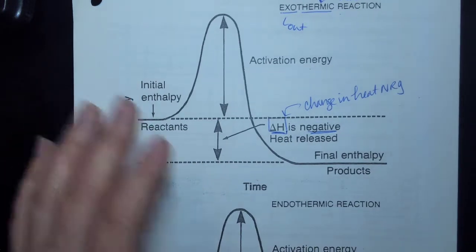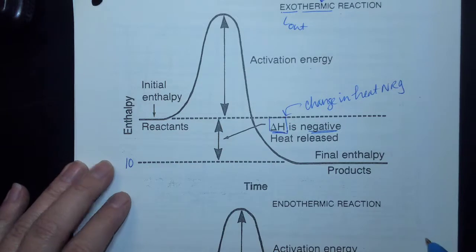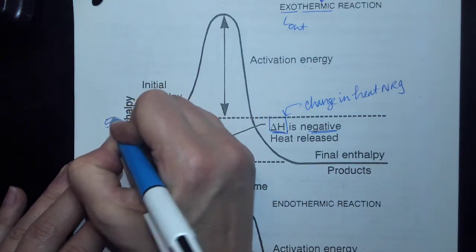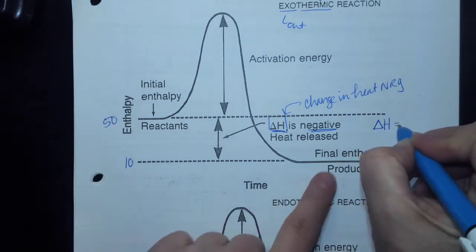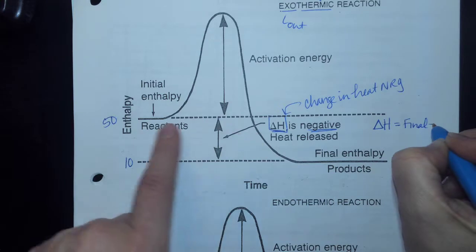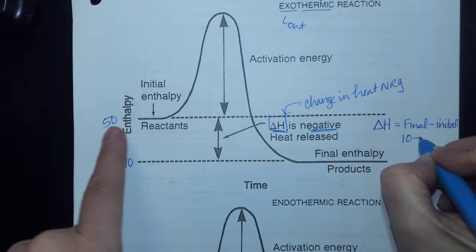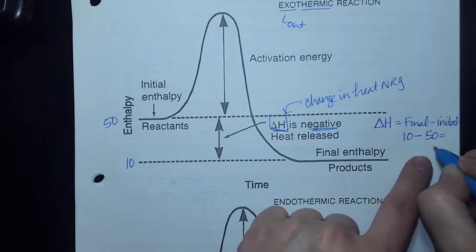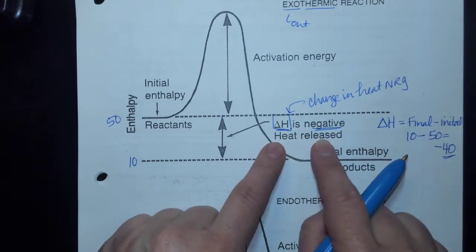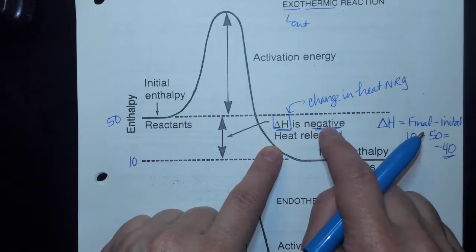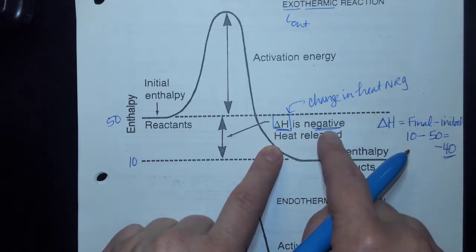Why is it negative? Well, let's say that the energy of the products is 10 and the energy of the reactants was 50. When I do a change, I always do final minus initial. Final was 10 minus 50 gives me a value of negative 40. Heat is released, and that means delta H will be what sign? Negative. This is important to understand. Heat is a product.